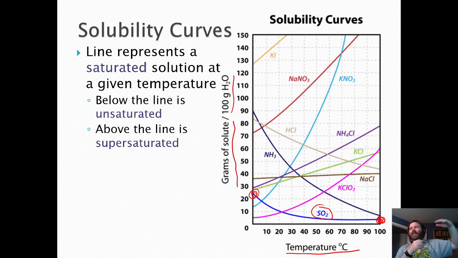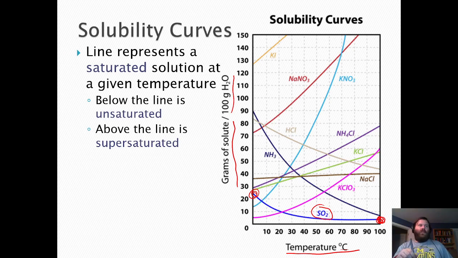Typically, gases have a downward slope on this graph, and solids have an upward slope. You all might be very familiar with the fact that if you want to dissolve more stuff in water, you need to heat it up. But the opposite is actually true for gases.